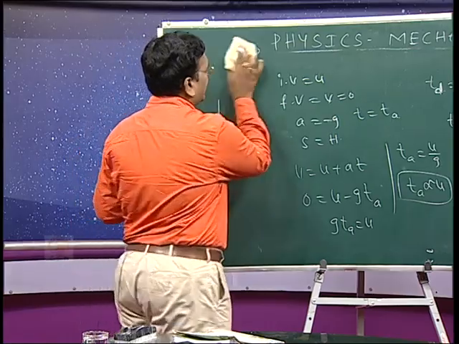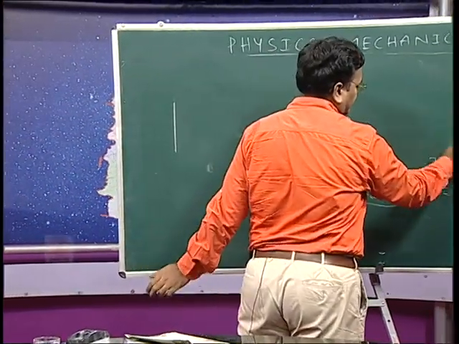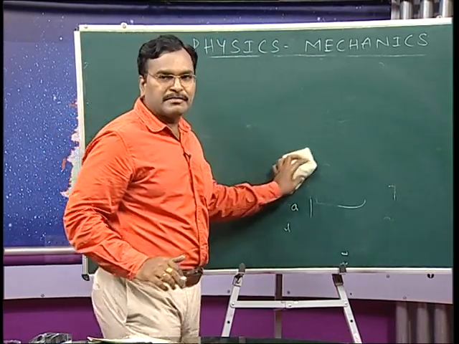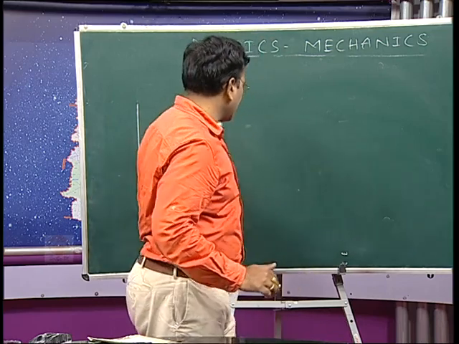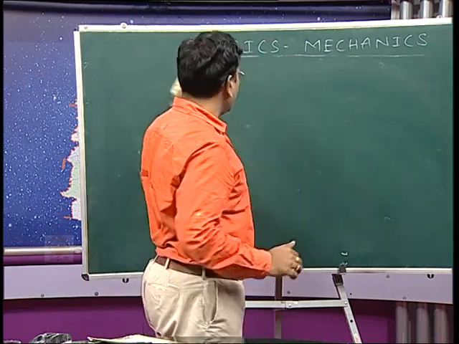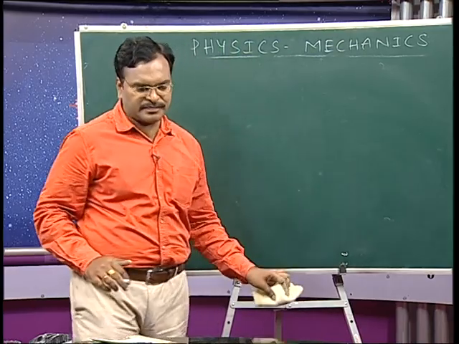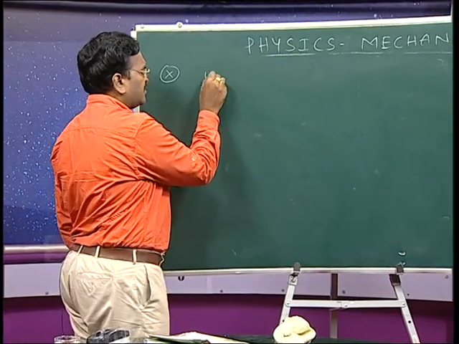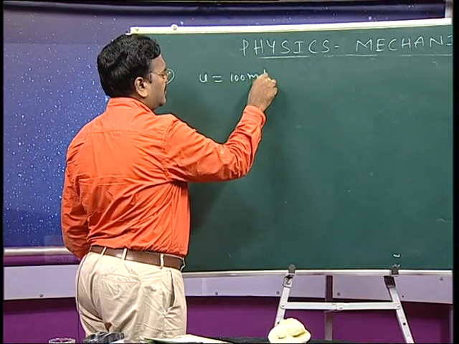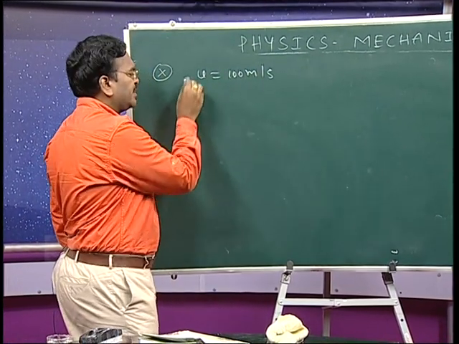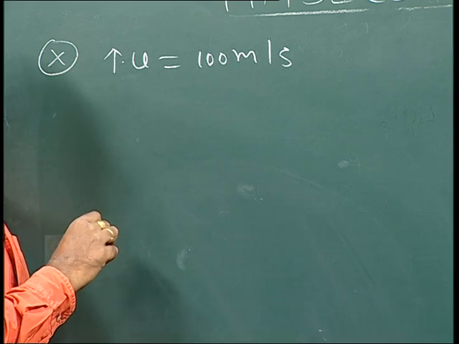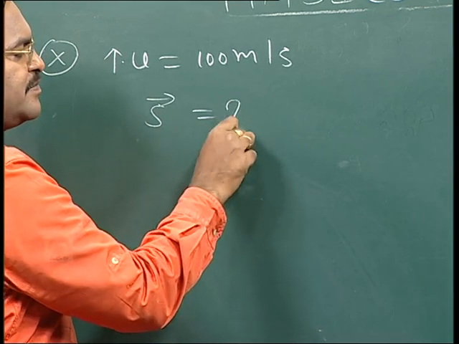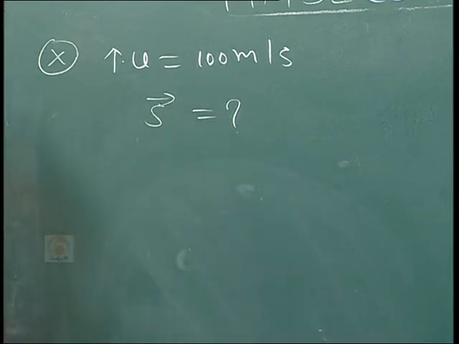Next one. Here we have one question. A body projected vertically upwards with velocity 100 meter per second. Find the displacement of a body in the last second of upward motion. What is the question? A body projected vertically upwards with velocity 100 meter per second. Find the displacement of a body in the last second.